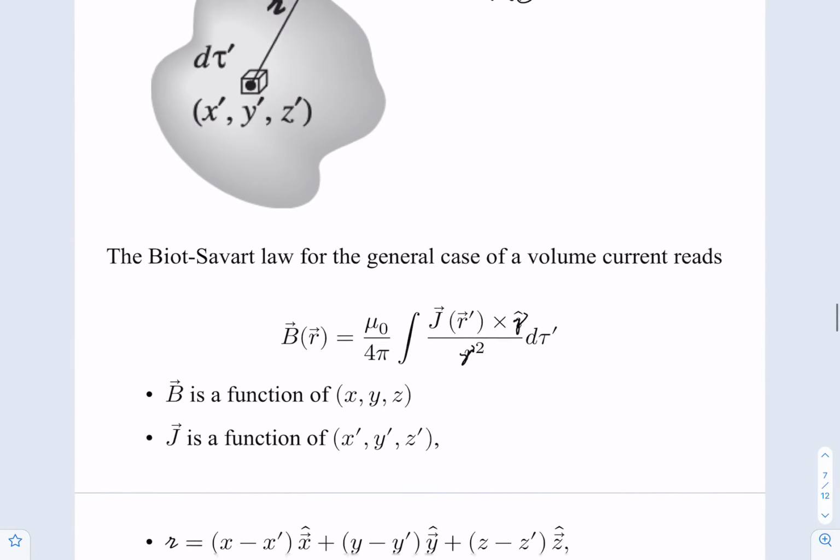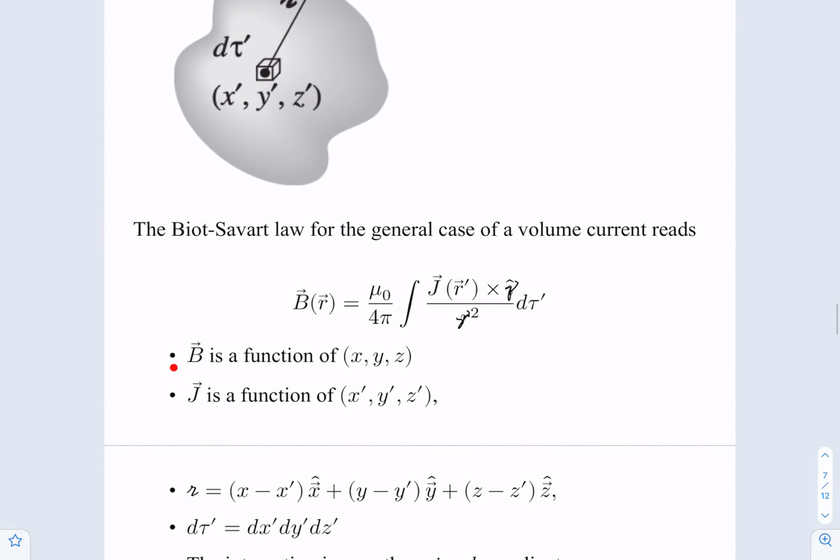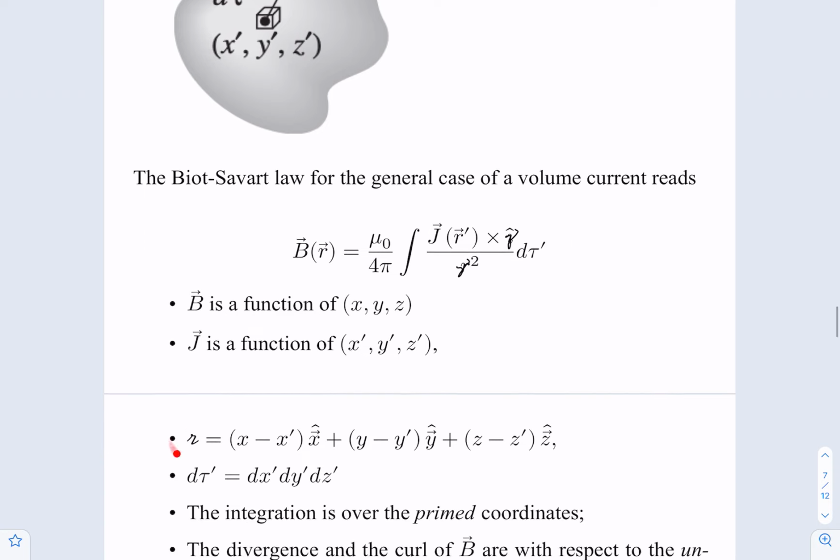So if we take a del to this B, then it's some reasonable function. But if we take a del to this J, because J is a function of r prime, the del dot J should be equal to 0, because J is a constant with respect to r. And this separation vector depends on both r and r prime, and the volume element is over this r prime.